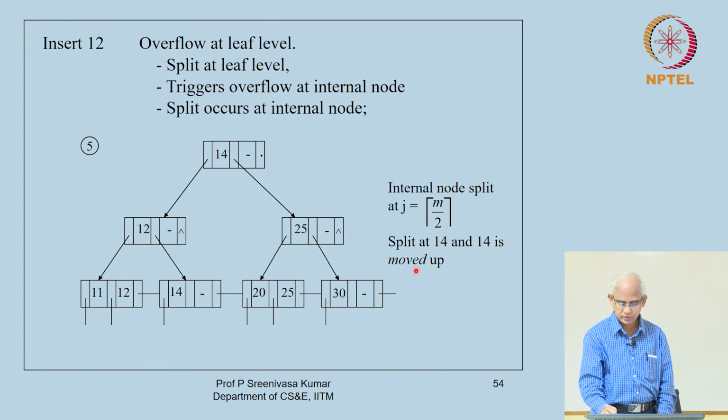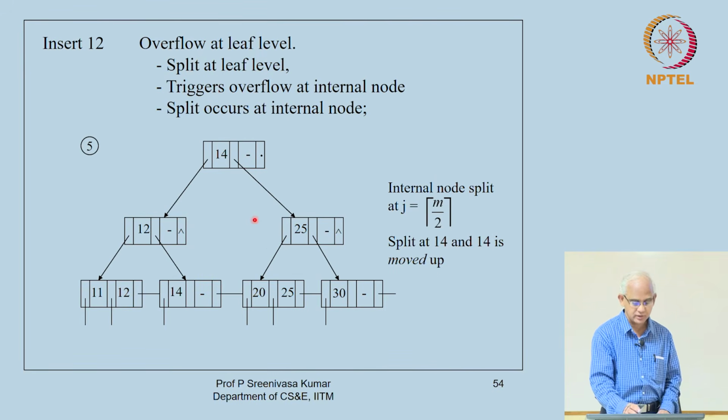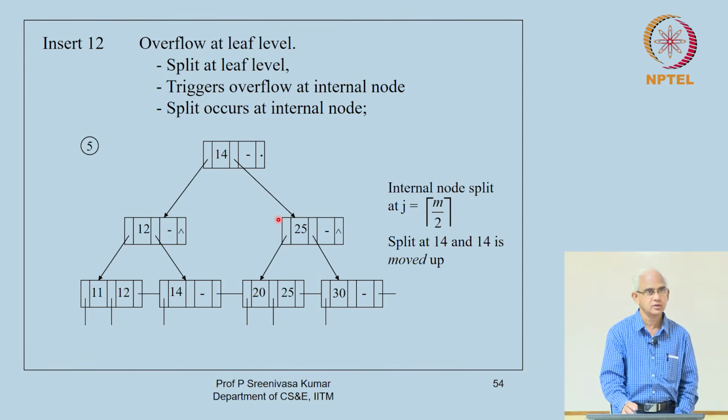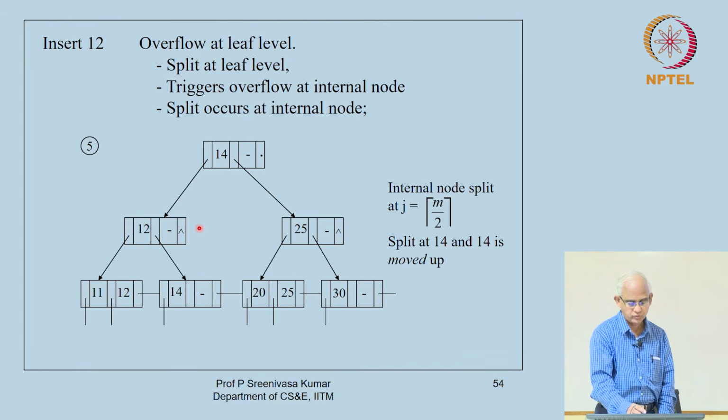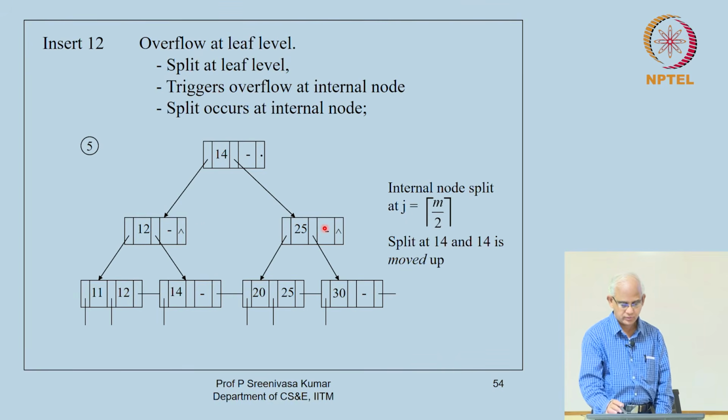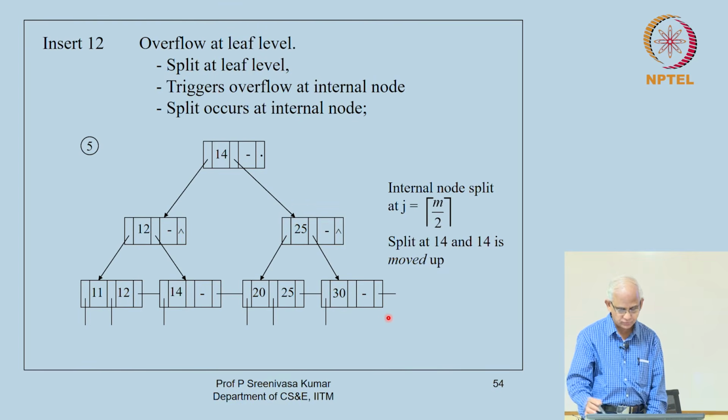So, remember this 14 has to be moved up. There is no question of replicating because in the internal nodes there is no replication of keys. So, we will move it up and then set the pointers again. Good. So, this is how the structure can gain height as it evolves.